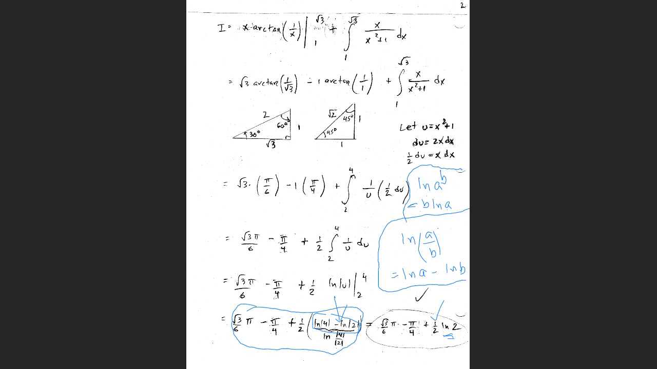Actually, wait, one more thing. The ln 4 minus ln 2 over ln 4 over 2, that's, wait a minute. Oh, that becomes 1/2 and then times. Oh, okay, got it. Okay, never mind. Okay, very good.